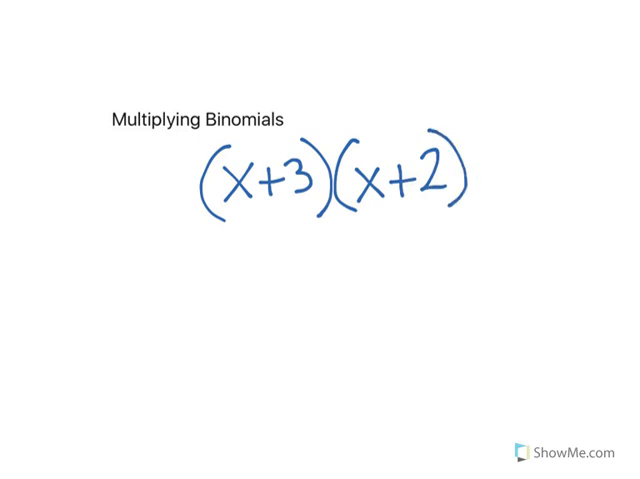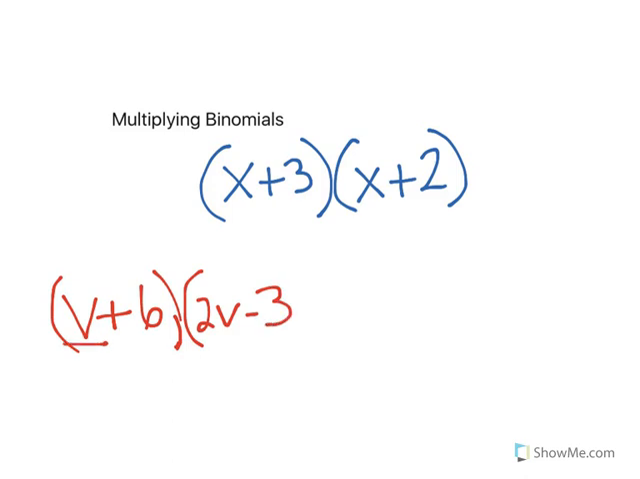Okay, next we're going to learn how to FOIL, and this is how we multiply binomials. And when do we know when to FOIL? This is when we're going to FOIL: if it looks like a variable plus a number times a variable plus a number. So I would FOIL this. It can also look like v plus 6 and then 2v minus 3. So as long as you have a variable plus a number and a variable plus a number, then you can use the FOIL method.